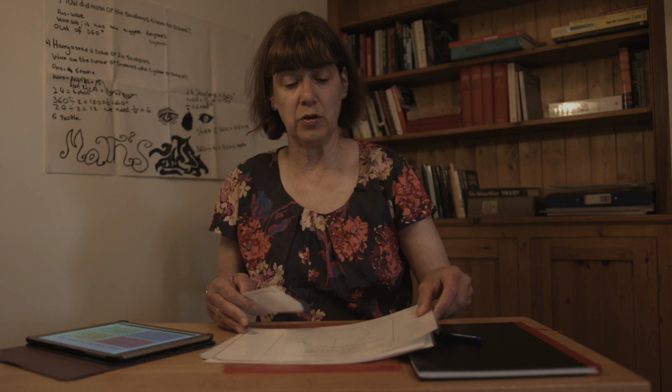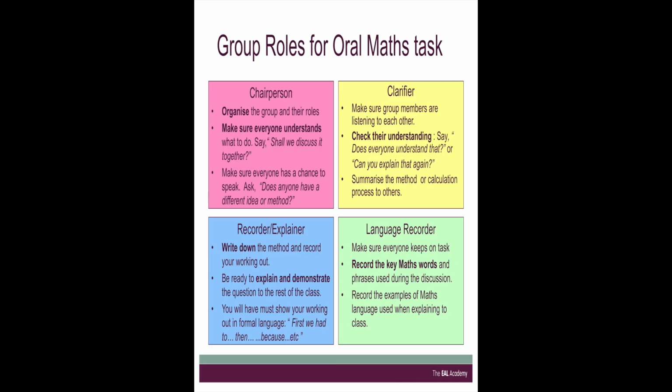So what you can do is put pupils into groups with specific roles, and you would give out a set of role cards, for example, chairperson, recorder, clarifier, and in this particular case we have a role for a language listener, so somebody in the group actually has to listen to the maths words and phrases and record examples of the pupils actually using the correct vocabulary in context.